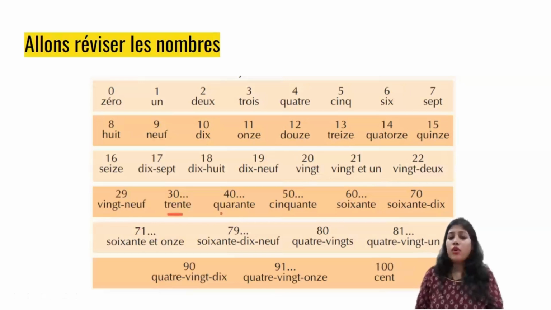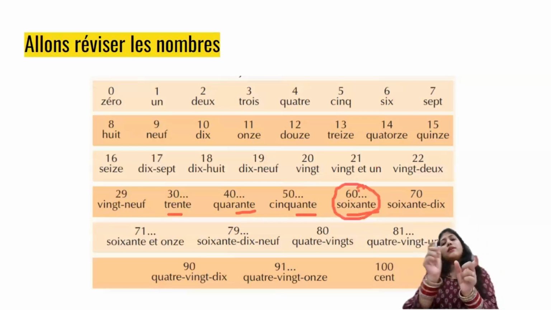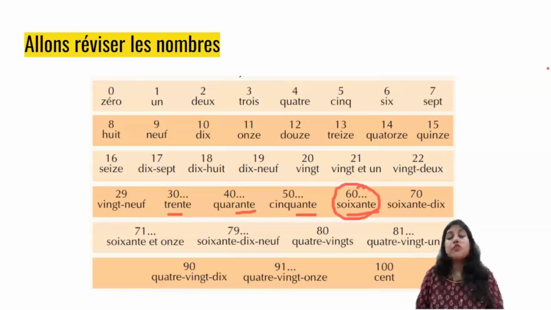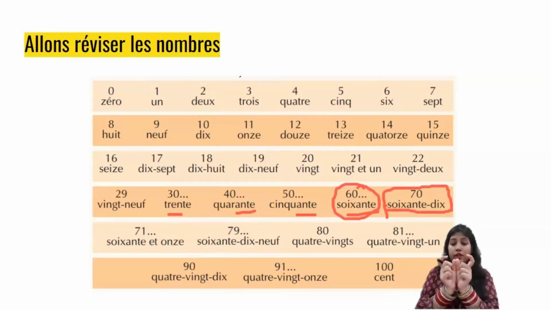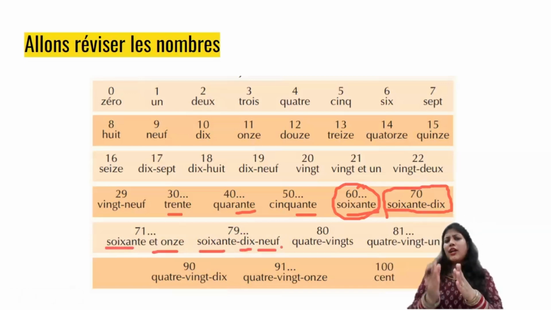Then we have 30, 40, 50, 60. So till 69, we follow the same pattern. Tens, that is the tens number, and we add the ones number to it. Now what happens after that? We combine 70, that is 60 plus 10. So that is why when we say 71, it becomes 60 and 11. 79. Okay, so I hope you are remembering a little bit how we do numbers in French.